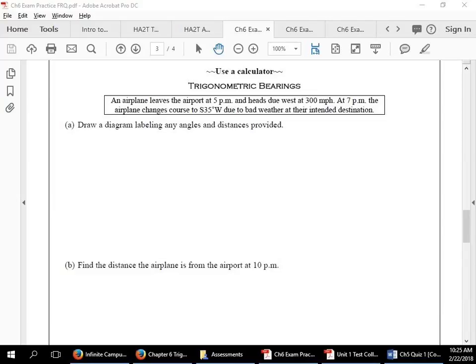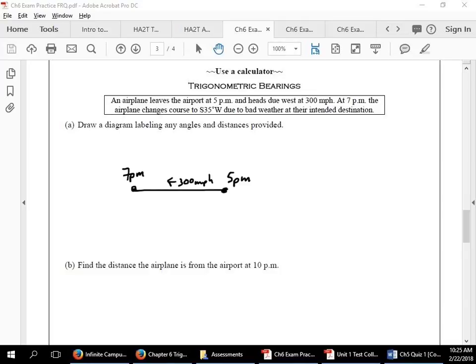So if I didn't know what was going on right here, I would just start with a dot, okay? Here's a dot. This is going to be my airport. And then the first thing that happens is that the plane flies due west, starting at 5 p.m. And then something happens at 7 p.m. Okay, and what are we doing? Like, how are we traveling? We are traveling at 300 miles per hour this way, okay?